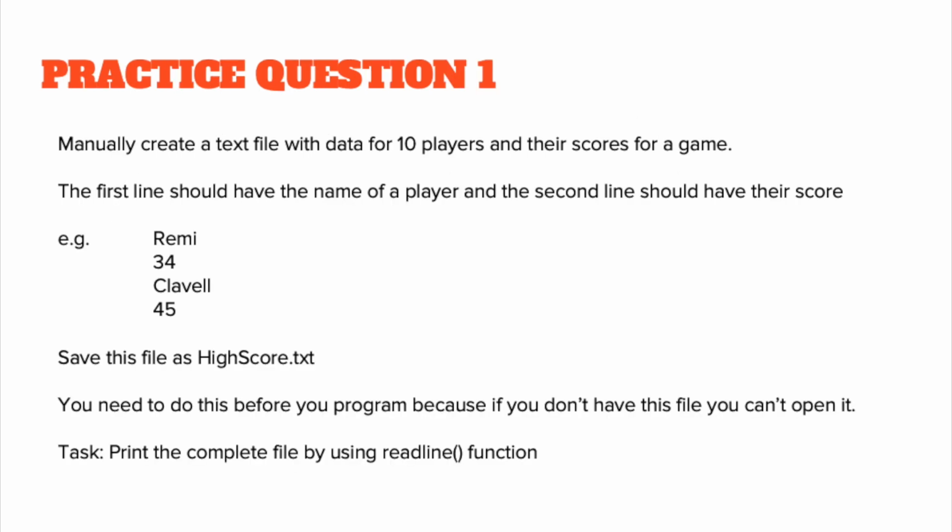Now before you begin practice question 1, you have to manually create a text file with data for 10 players and their scores for a game. The first line should have the name of the player and the second line should have their score. So Remy 34, Clavel 45, and so on. Save this file as highscore.txt, and when you have this file, then you start writing the code. So the task is to print the complete file by using the readline function. So pause the video, have a go, and then continue to see a possible answer.